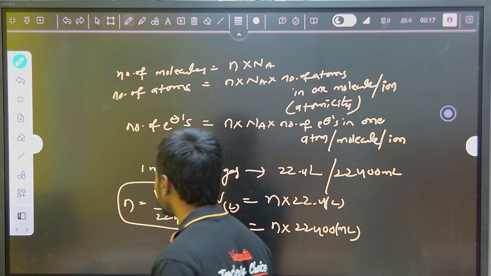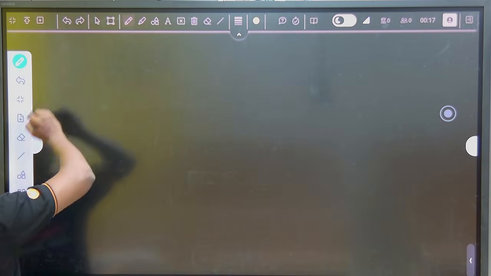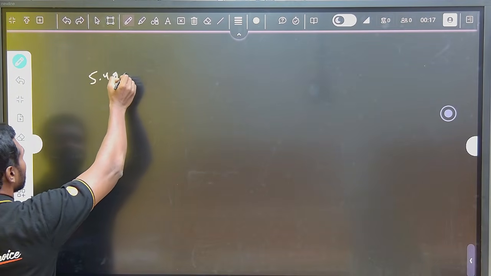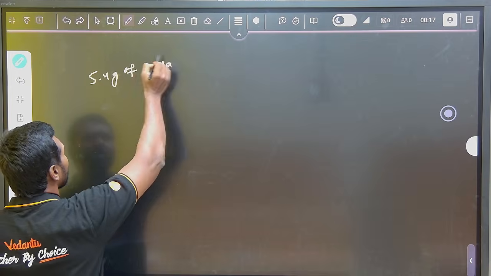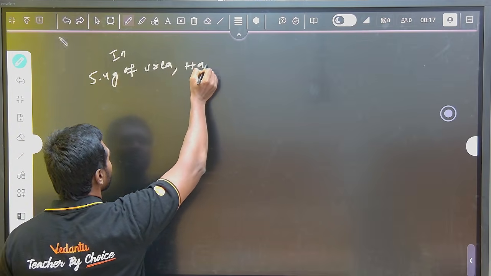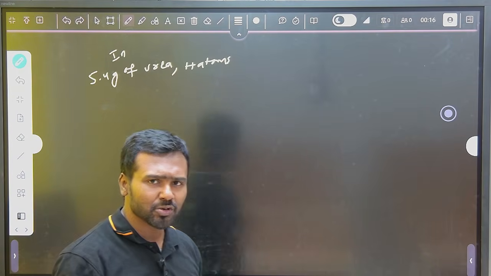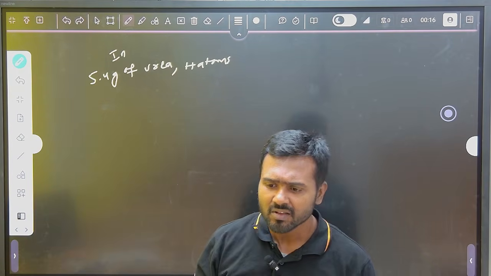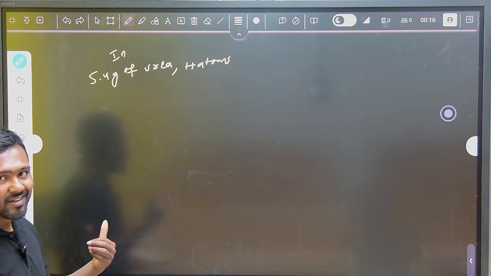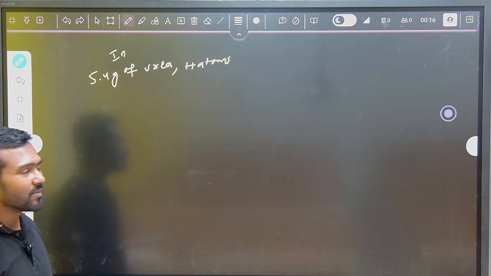The question they gave in 2026 is: in 5.4 grams of urea, how many hydrogen atoms are present? Simple question. In the question itself they gave this; this is the leaked one, the cancelled one, in 2026 only.